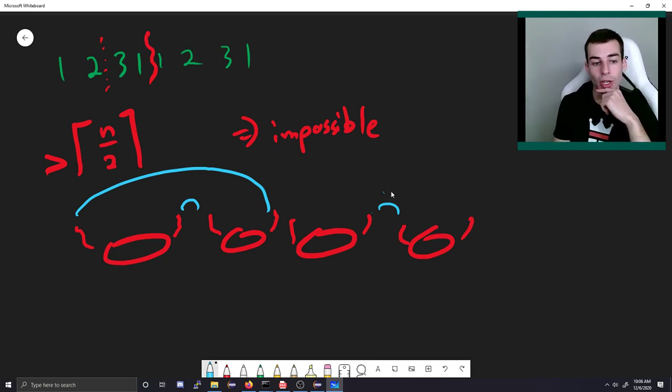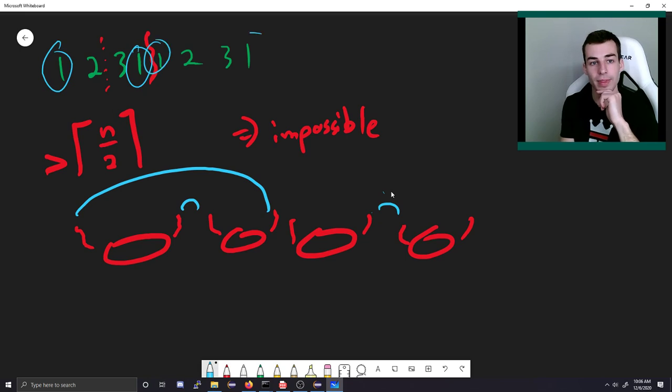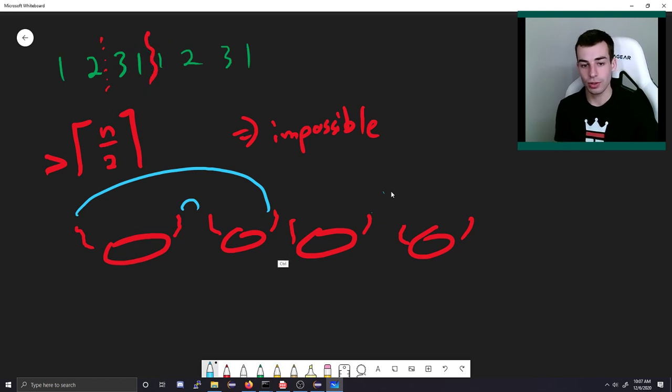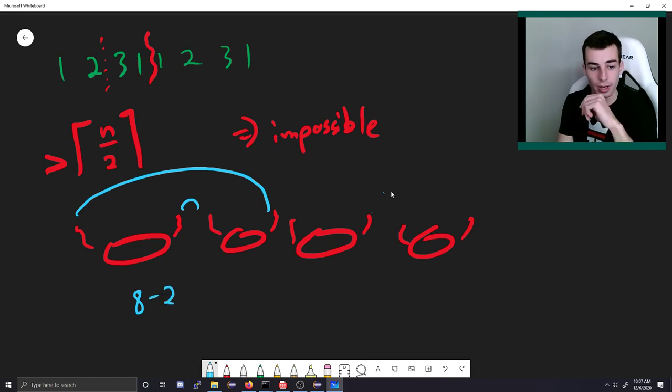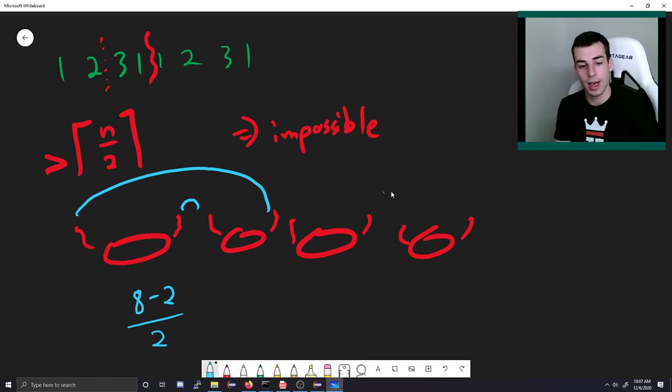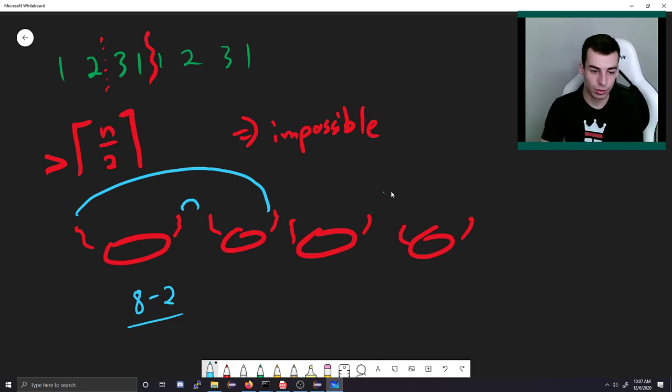Now, all we care about is the endpoints here, unless we have too many endpoints that are one particular type, in which case we're going to have to cut one of these things up. So the number of cuts we have to make is just the number of endpoints. So here we have this 8 minus 2 divided by 2. So that's how many cuts we have to make in order to get all of these things.